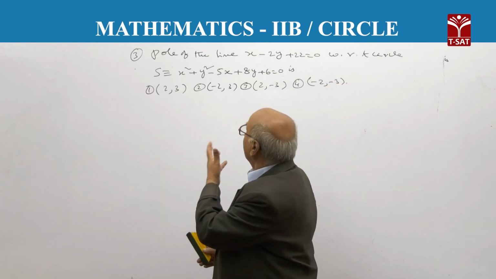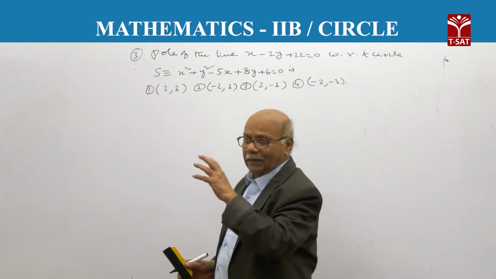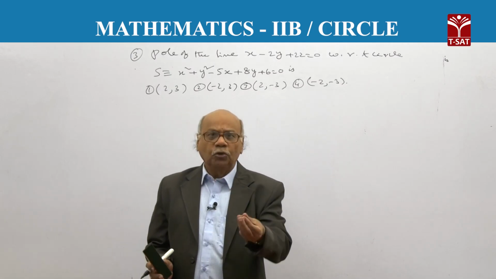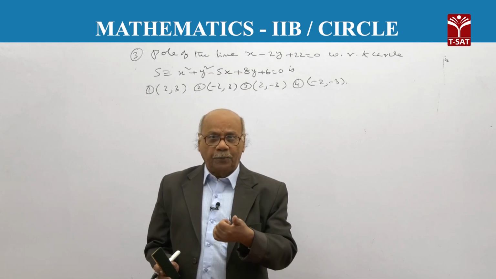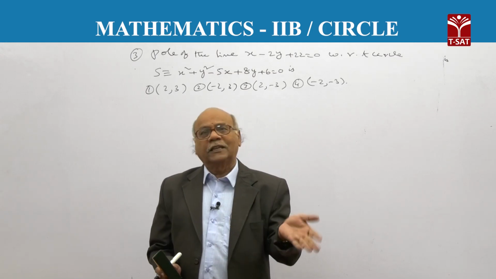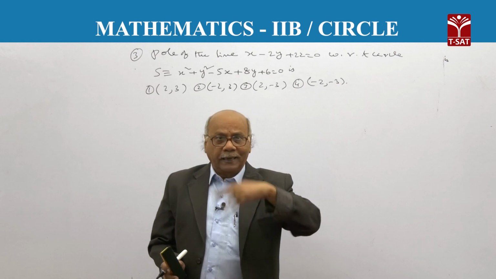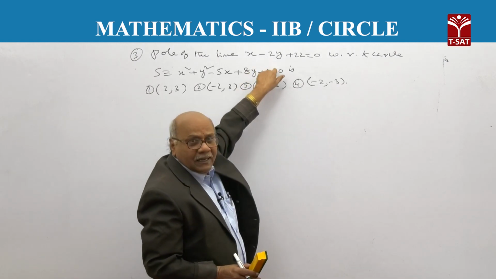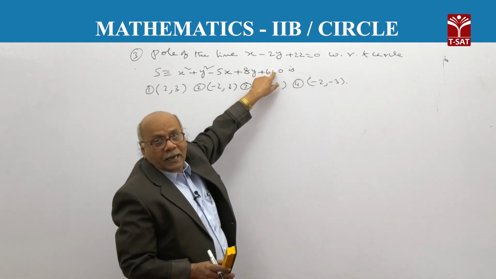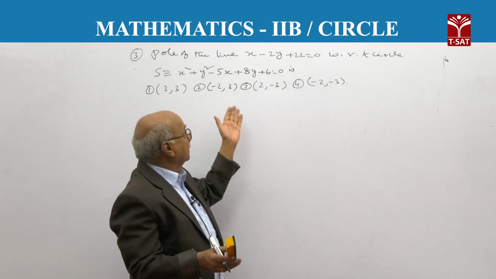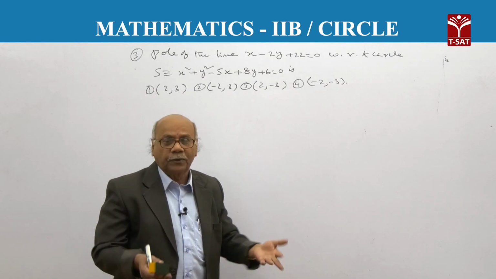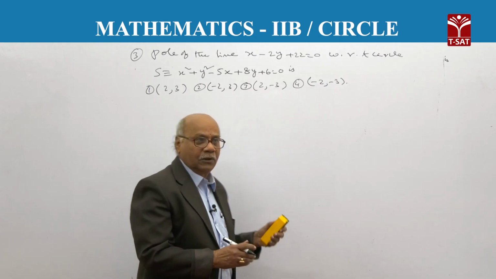Now, to find the pole of the given line with respect to the circle, the usual procedure is simply, we know the equation of the polar of a point x1, y1 is S1 equal to 0. But by hypothesis, this is the polar of the point x1, y1. So you will simply equate that the corresponding coefficients are proportional. From that you will get the value of x1 and y1.